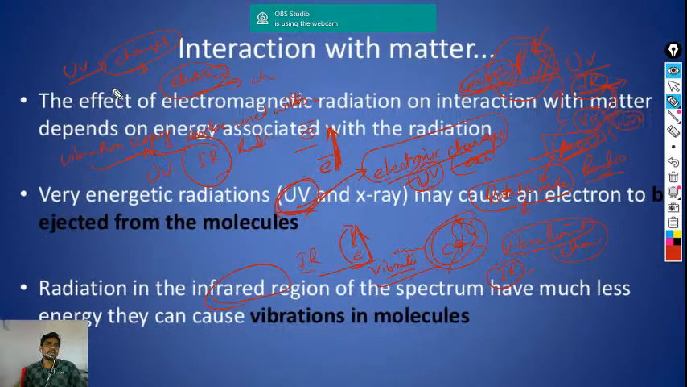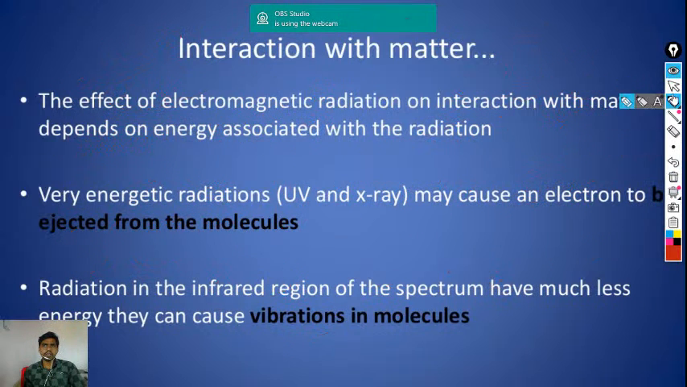UV is going to give electronic spectroscopy, and rotational spectroscopy will be given by microwaves. So this is about the types of spectroscopy and types of changes in the molecules. There can be an electronic excitation, there can be vibrations, and there can be a rotation.